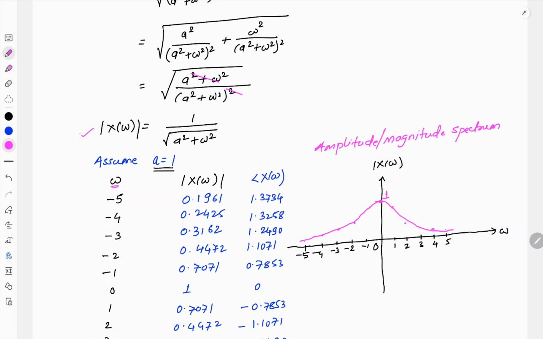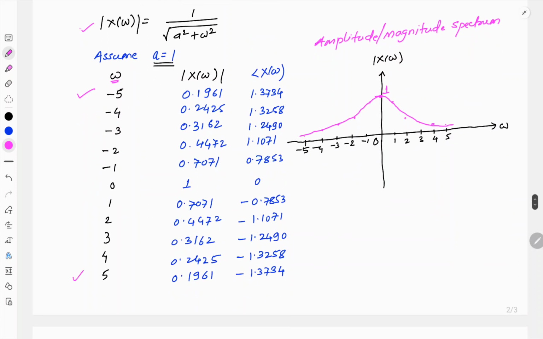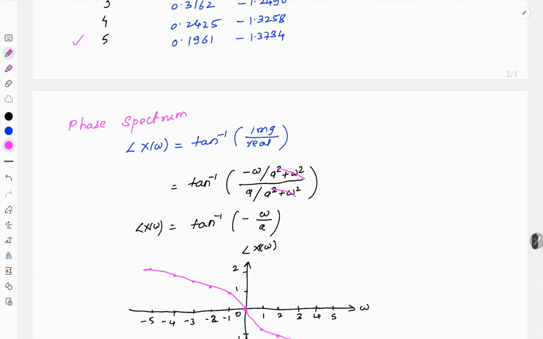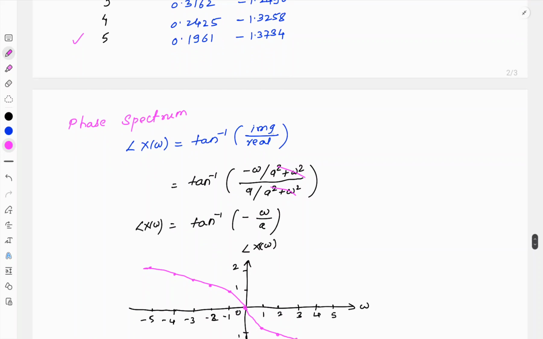Then we assumed a value of a and plotted mod of x of omega for different values of omega. We assumed it to be from minus 5 to plus 5, plotted the values of mod of x of omega, and then plotted the spectrum. That is the amplitude spectrum. Similarly, to find the phase spectrum, it is tan inverse of imaginary upon real value. So again we substituted the values of the imaginary term and real term in this equation, and we got the value of angle of x of omega as tan inverse of minus omega by a.